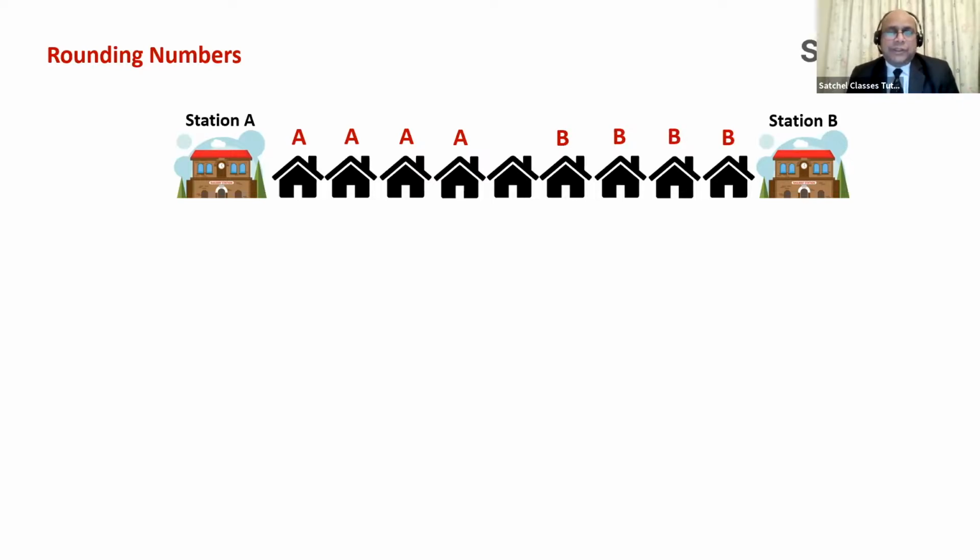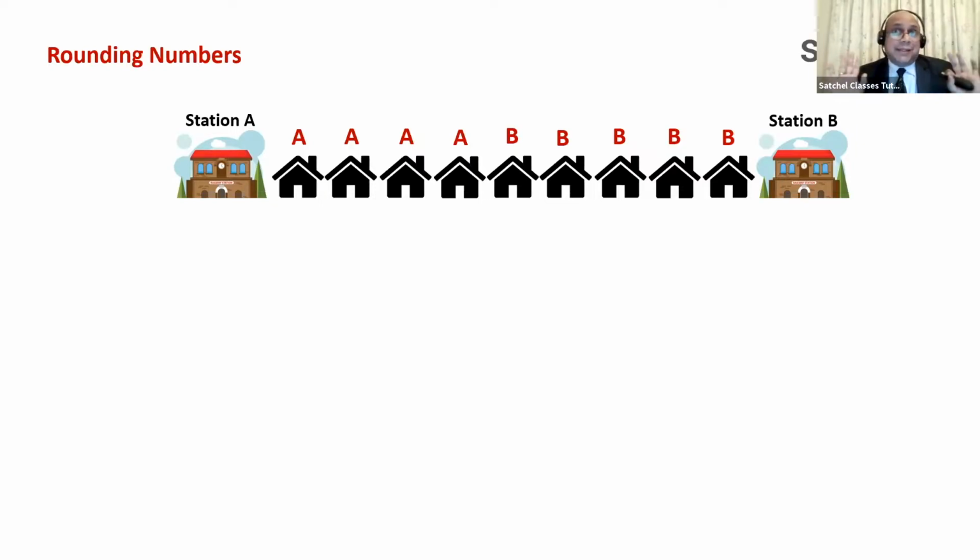Now the only confusion is about the house which is right in the middle, because that is equidistant from both stations A and B. So where do you think the family of that particular house will go? Now in real life, they can go to any of the stations. In fact, any of the houses can go to any of the stations. However, in a mathematical context, always remember that the members of the family in the middle house will always go to station B, the station on the right.